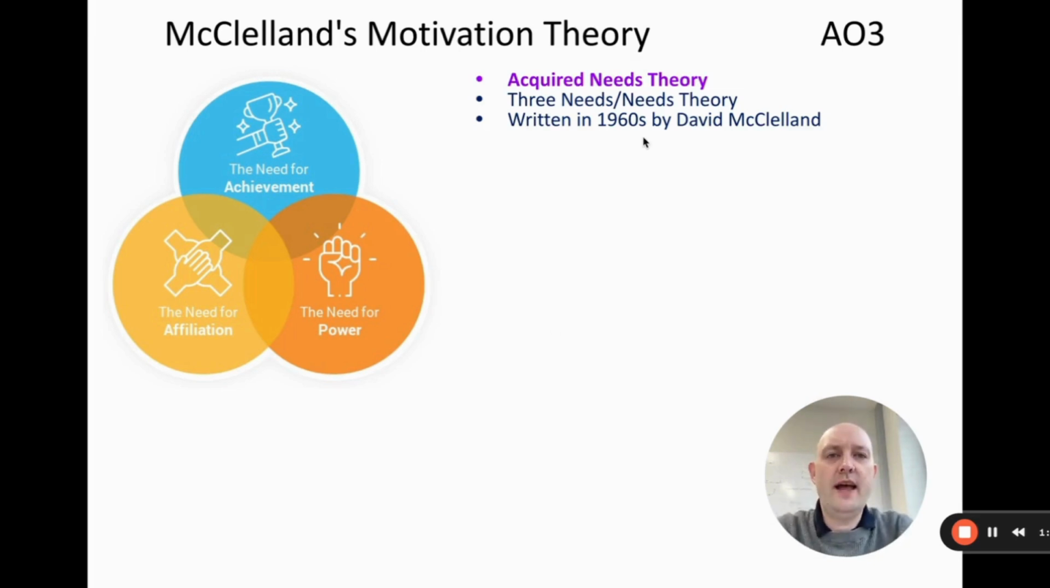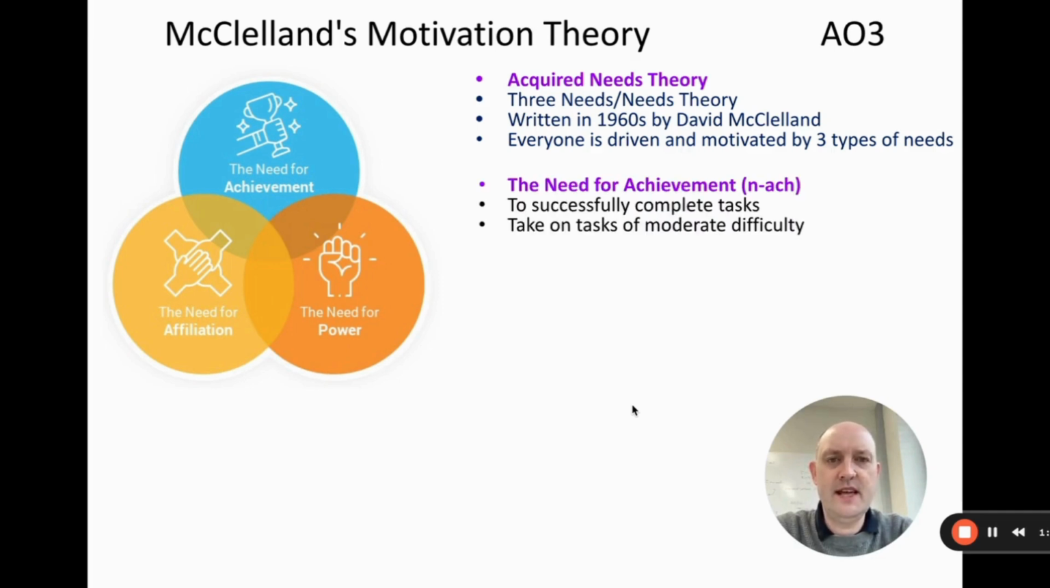This is called the acquired needs theory, or the 3 needs theory, or needs theory, or something around those. Basically, he came up with the idea that everyone is driven and motivated by 3 types of needs: the need for achievement, the need for affiliation, and the need for power. So let's go through these in turn.